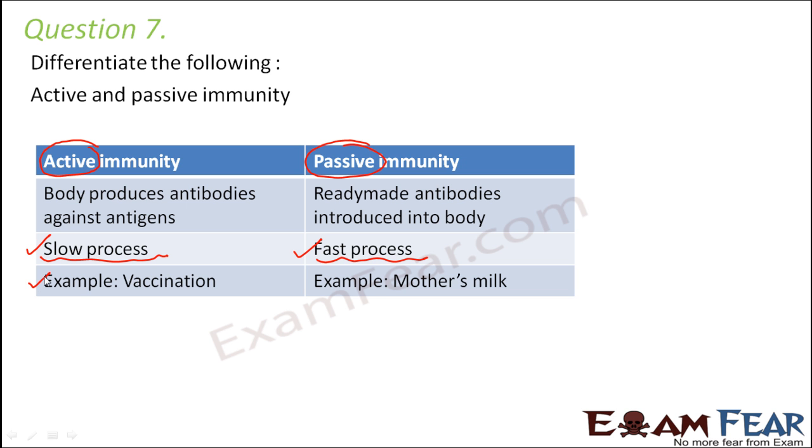An example of active immunity is vaccination, wherein a small sample of the pathogen is injected into the body of the human being, that is the host, and then the body starts preparing antibodies against it. Whereas an example of passive immunity is mother's milk. Inside the kid's body, the antibodies are not being produced. The antibodies are produced inside the mother's body, and through the mother's milk they are passed on to the kid's body. These are ready-made antibodies which are introduced into the kid's body through the mother's milk. So that's the difference between active and passive immunity.